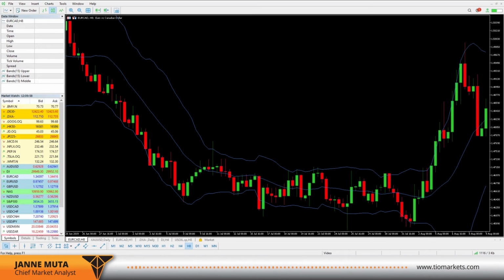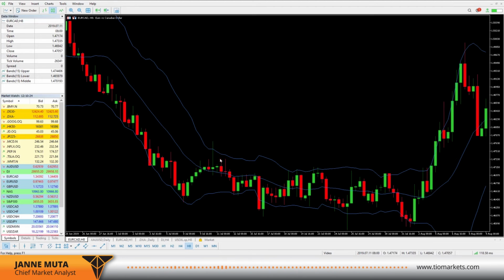Here we have EuroCAD in 8-hour time frame, and as you can see, the market moves down, then it moves sideways, and then it moves up. So this is a great example. I think this point in time shows you very clearly how the behavior of the bands changes when the price action changes. So here we have the down move, and then starts the range.